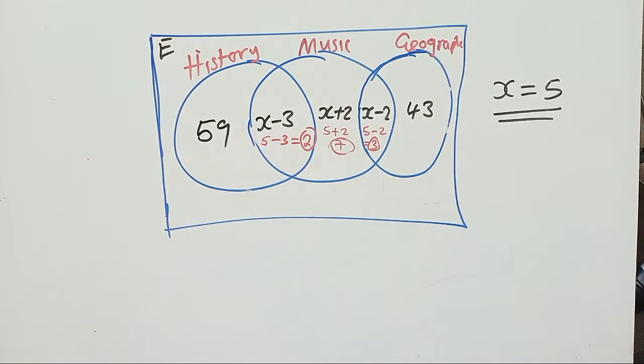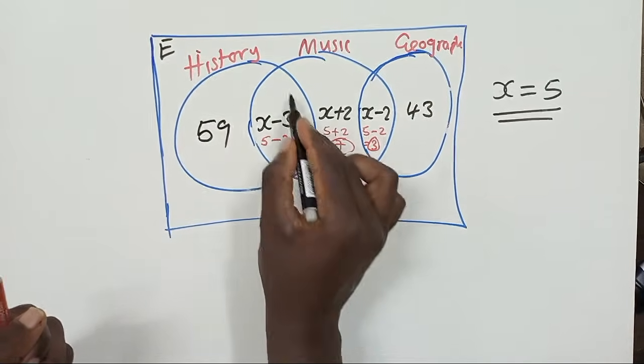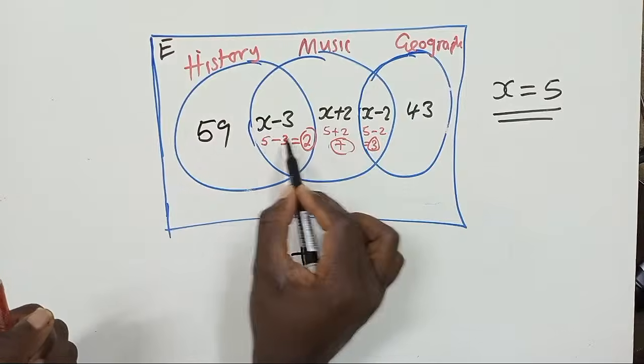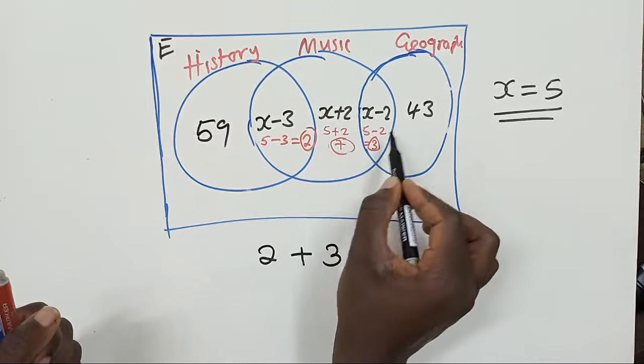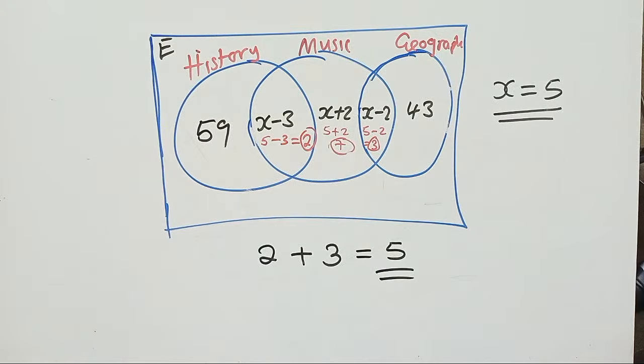The last question reads, find the number of learners who took 2 optional subjects only. For 2 optional subjects, we just go to the intersections. It's 2 plus 3. These 2 are an intersection because they did 2, history and music. Even here, it's music and geography, it's 2. So 2 plus 3 gives us 5. So the solution for the last question is 5. Cool. We are done with question 2.